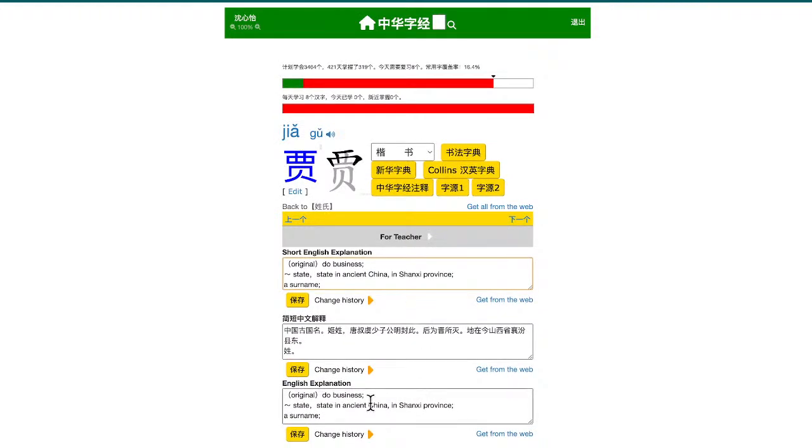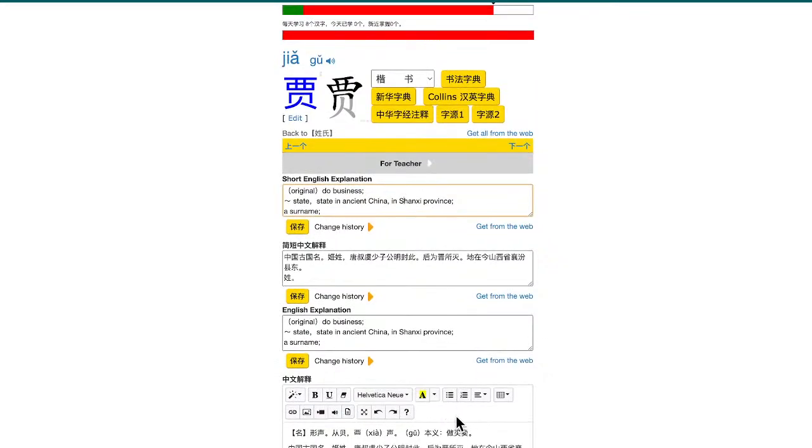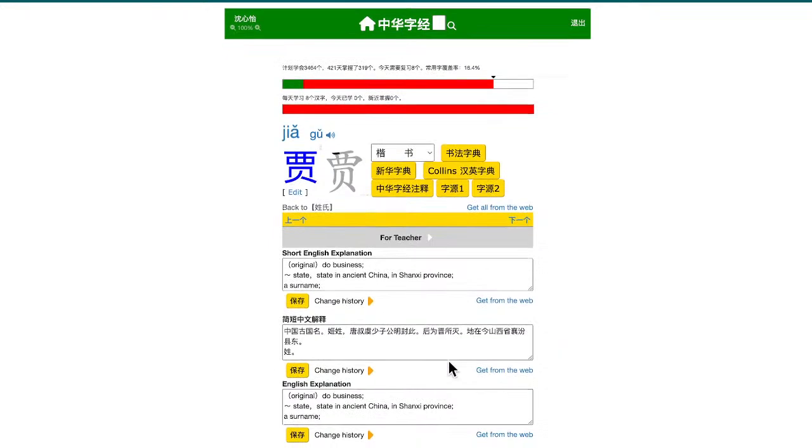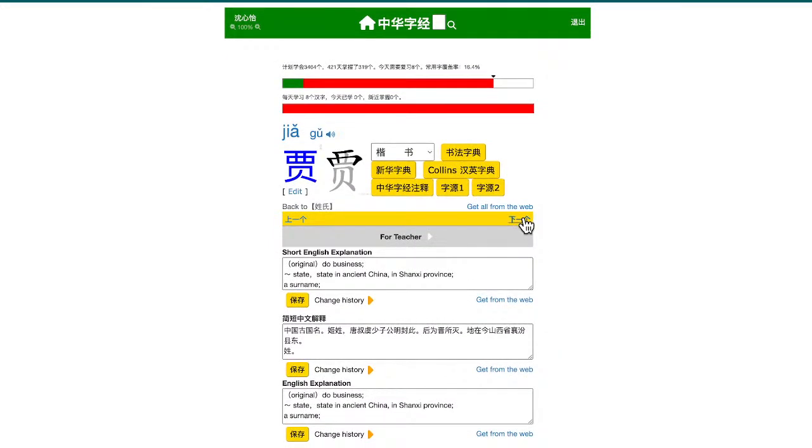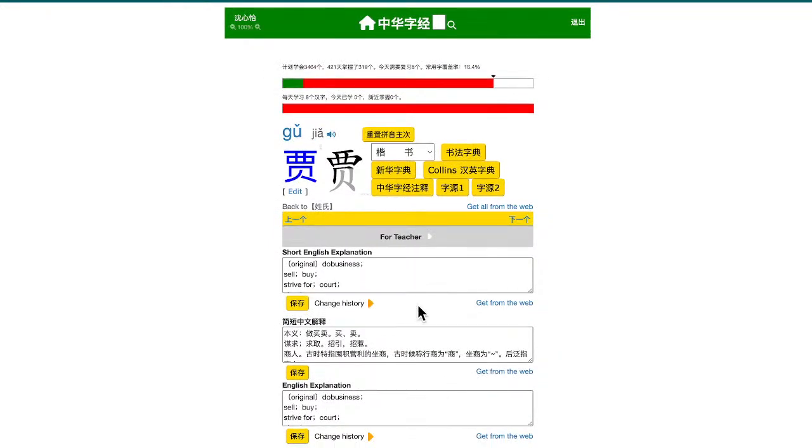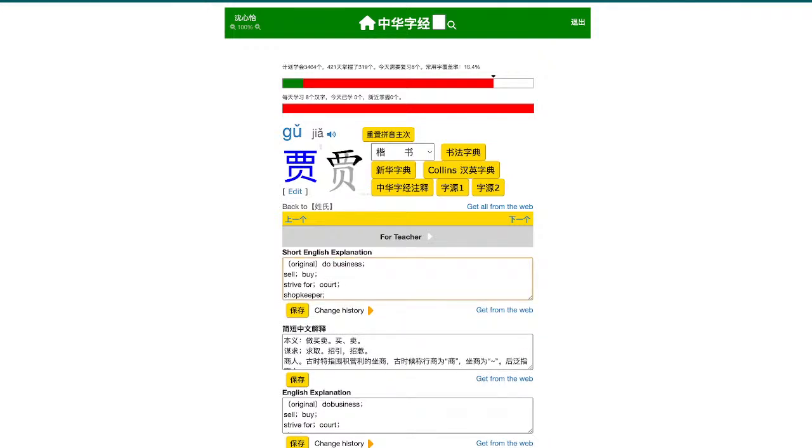Next one is Jia. Now Jia, the original meaning is doing business. It's also the name of a feudal state, and a surname. This one also has a second pronunciation, gu. When you say gu, it means doing business, selling and buying. Used as a noun, it means a shopkeeper.